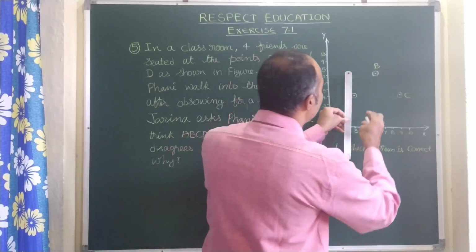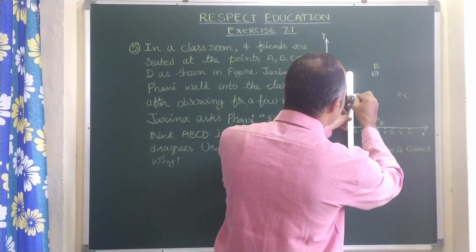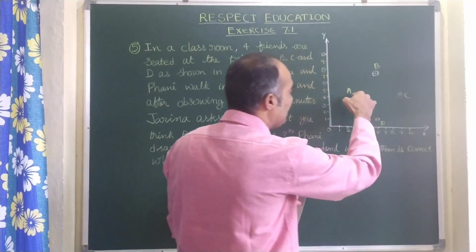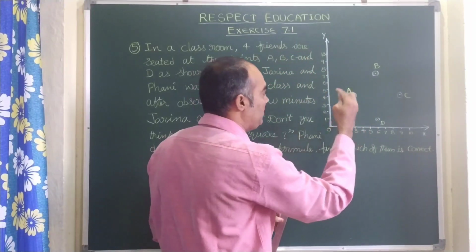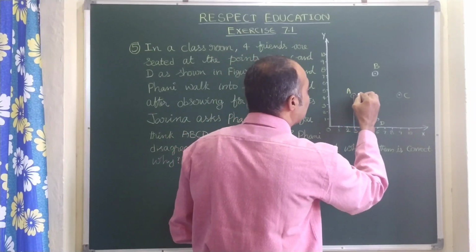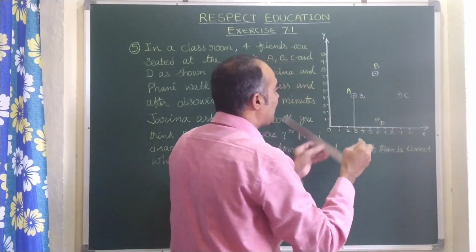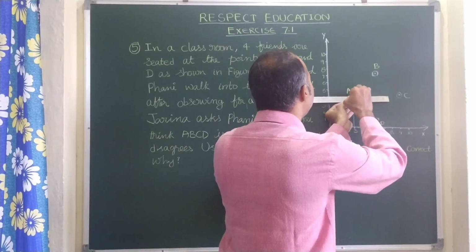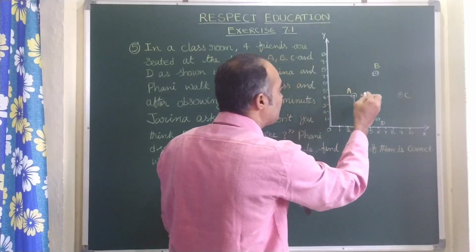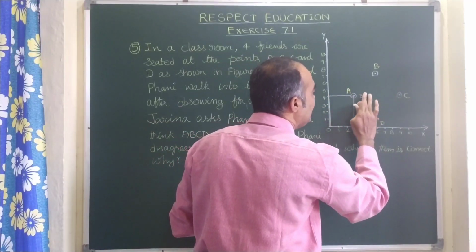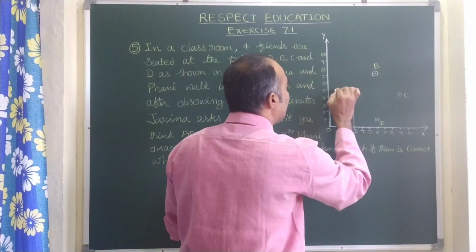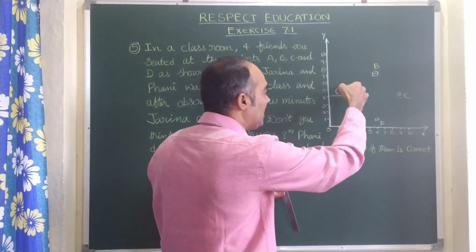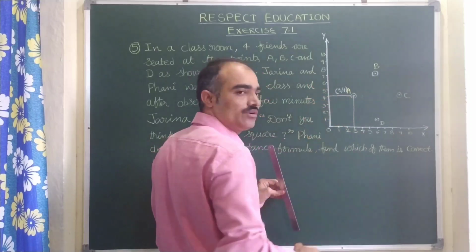For finding them, first we need to consider the x coordinate of point A. See here, it is touching, means it intersects at 3. So here the point A is 3, the corresponding y value is 4. So A is 3 comma 4. Here I am writing A is 3 comma 4, right? Whose x coordinate is 3, y coordinate is 4.